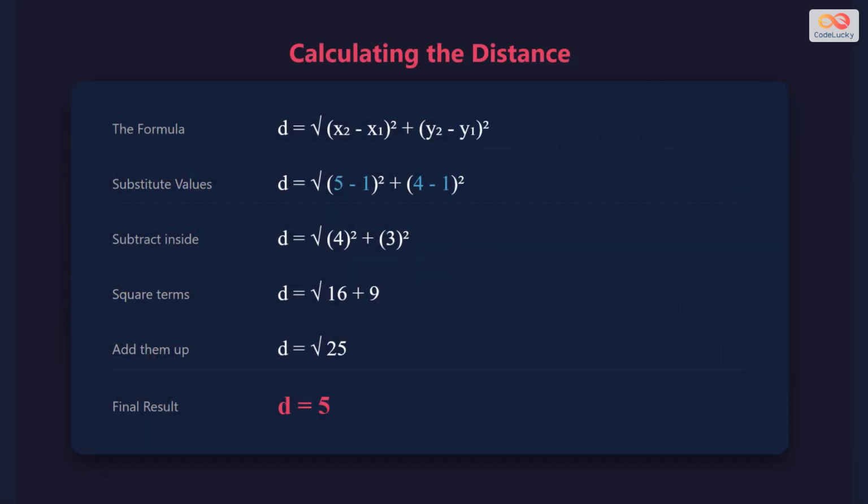Now we substitute these values into our formula. We subtract the x values, 5 minus 1 is 4. We subtract the y values, 4 minus 1 is 3. Next, we square them. 4 squared is 16, 3 squared is 9. Adding them gives 25. Finally, the square root of 25 is 5. The distance is 5 units.